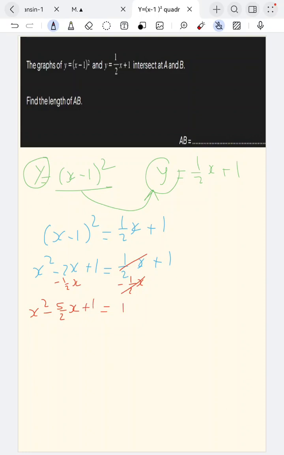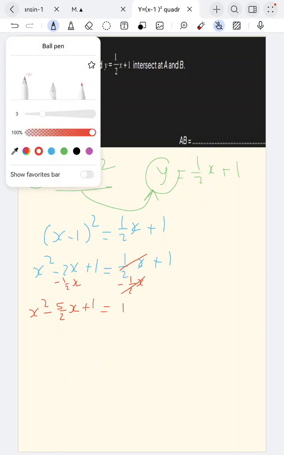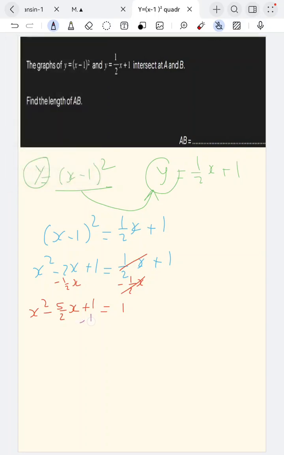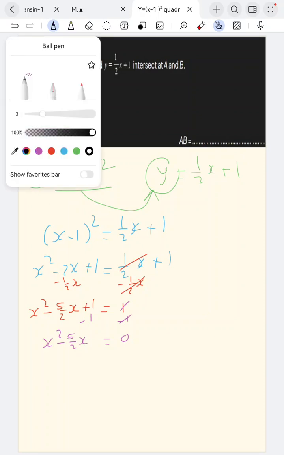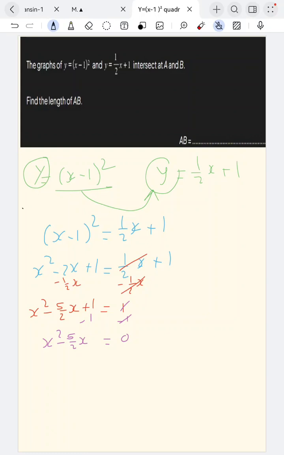Then you can subtract 1 from both sides. So it will be 0 equals x squared minus 5 over 2 x. Now we need to factorize. You can do it with the calculator for sure, but we could have this type of question in the non-calculator paper, which is paper 2. So we have to make sure that we know how to factorize.